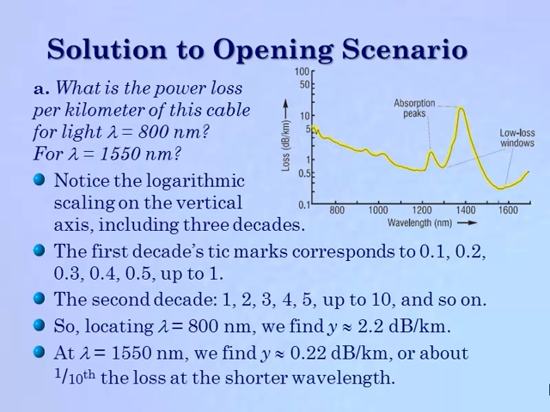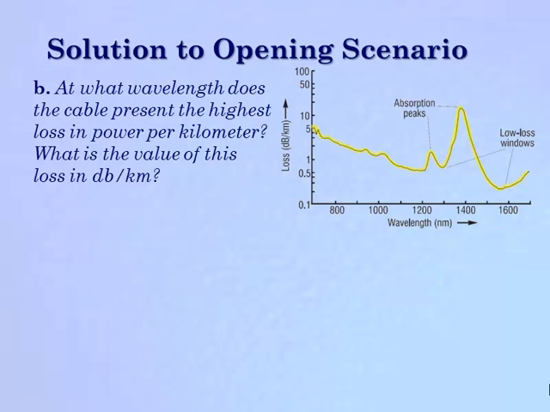At 1550 nanometers, we come up and go over, and we're much lower on the graph scale at 0.22 decibels per kilometer, or about 1/10 of the loss at the shorter wavelength. So there's a big difference, a factor of 10 difference between those two numbers, even though they all fit on the same graph. All right, so at what wavelength does the cable present the highest loss in power per kilometer, and what is the value of that loss?